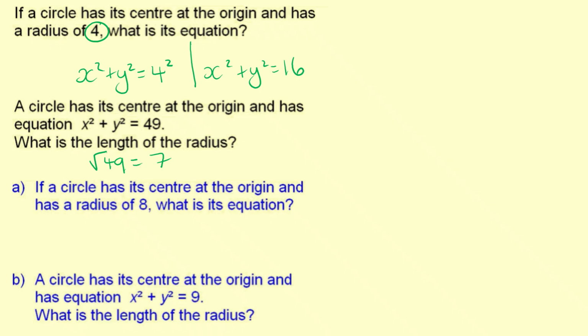Okay, question A. If a circle has its centre at the origin and has a radius of 8, what is its equation? So we can do x squared plus y squared equals, and you're going to square 8 to get 64. And for question B, the radius, well, you're going to square root 9, and that gets you a radius of 3.